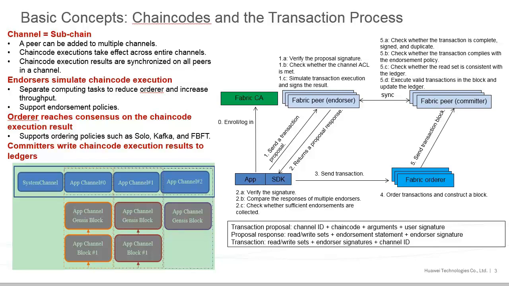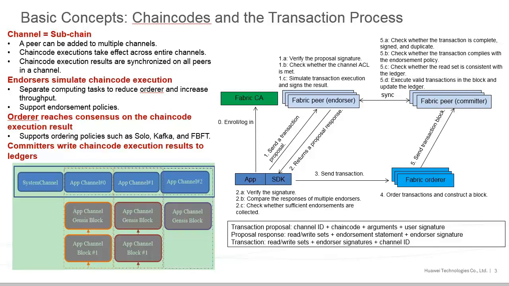Fabric divides nodes into three types: endorser, orderer, and committer. An endorser separates computing tasks to relieve orderer burdens and to increase overall system throughput. An orderer reaches consensus on the chain code execution result. We support different consensus mechanisms such as Solo, Kafka, and Byzantine algorithms. A committer writes chain code execution results into the ledger and synchronizes the results to all peer nodes. A peer can function as both an endorser and a committer.